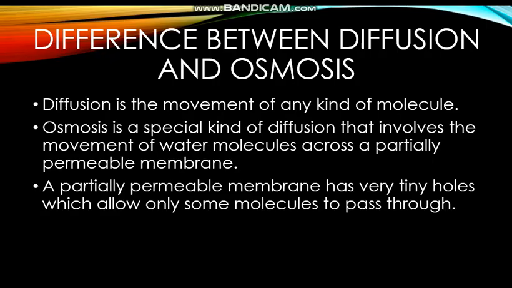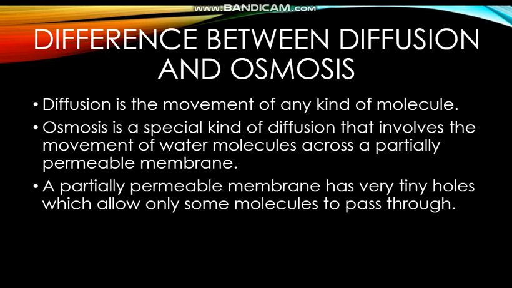Now next is the difference between osmosis and diffusion. What is the difference between both of them? Diffusion is the movement of any substance from one place to another, whereas osmosis is the movement of water molecules from areas that contain a high concentration of water to areas that contain a low concentration of water across a partially permeable membrane. So it is not wrong to say that osmosis is a type of diffusion.